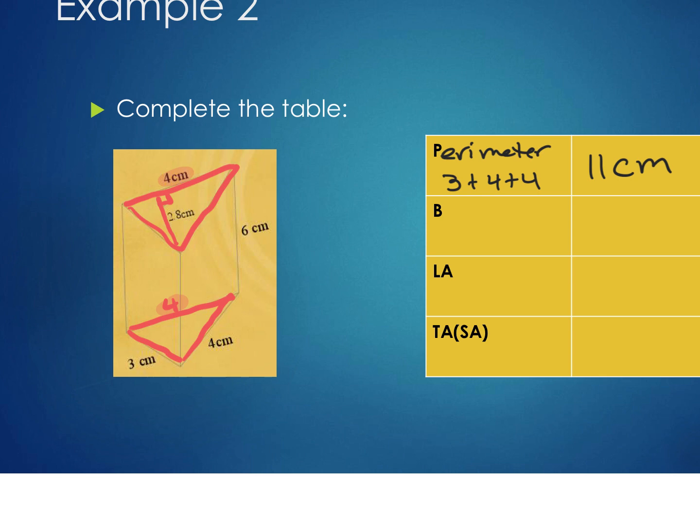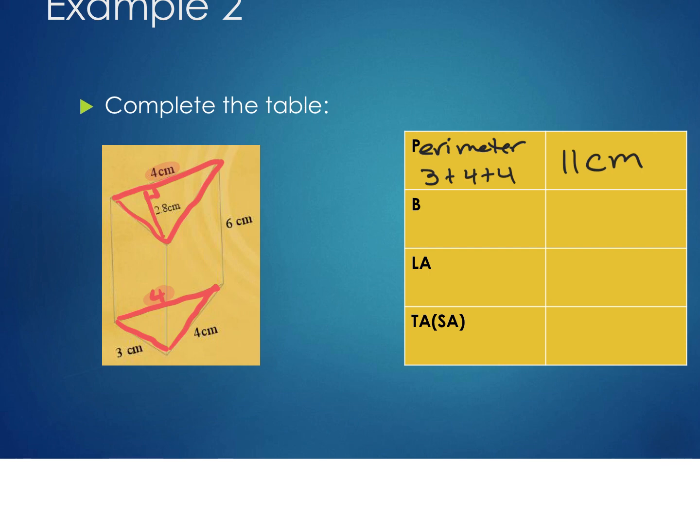Now for the area of my base, the shape is a triangle. So the capital B represents area of the base. So I'm going to be using the formula 1/2 base times height. So again, I could draw the same height here that is up above. And this is 2.8. So this is the height of the triangle base, and this is its base. So I'm going to be doing 1/2 times 4 times 2.8, which gives me 5.6 centimeters squared.